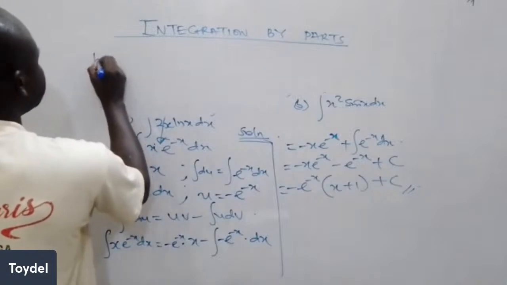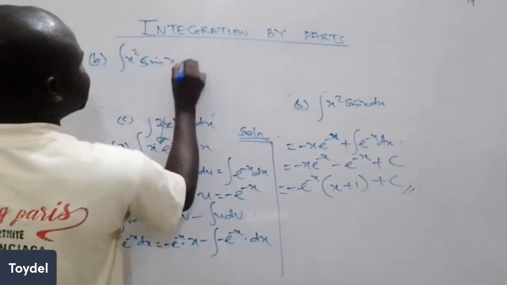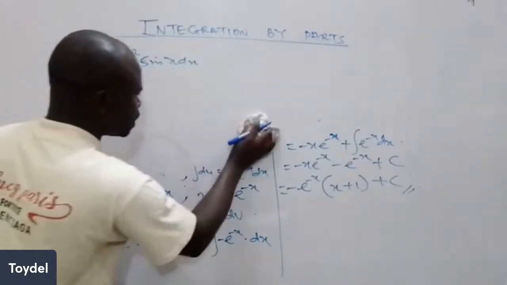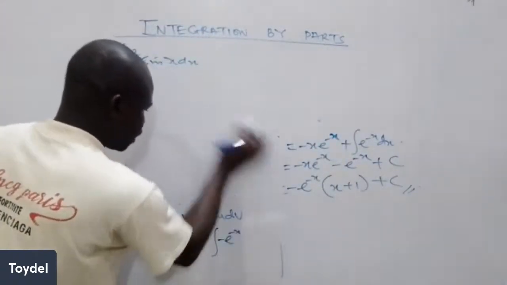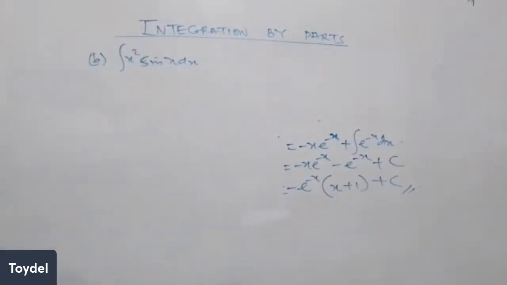Then we go to the second one, b, where we have the integral of x squared sine x dx. So that's the second question. We do the same thing here. I'm going to do the same thing. So what do we do here? We are going to express it in the form of u and dv.